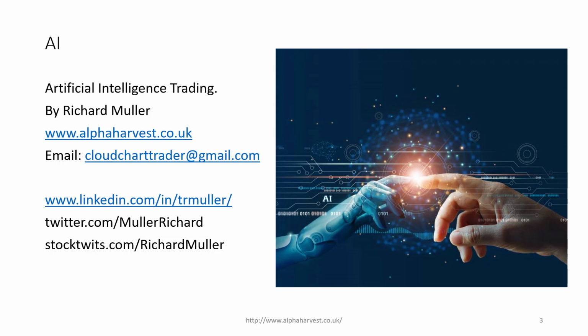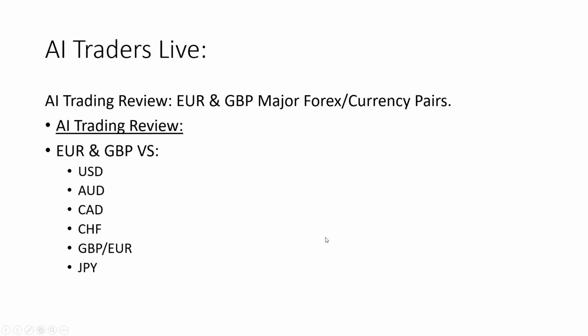For today's AI Traders Live webinar, we'll be looking at the G7 currency pairs. We're mainly going to look at the Euro and Sterling GBP cross pairs, Euro and GBP versus the other major currency pairs from an artificial intelligence trading perspective.